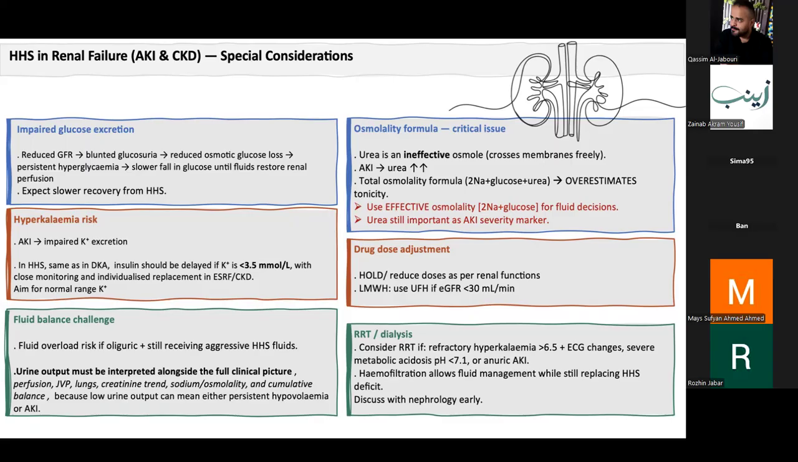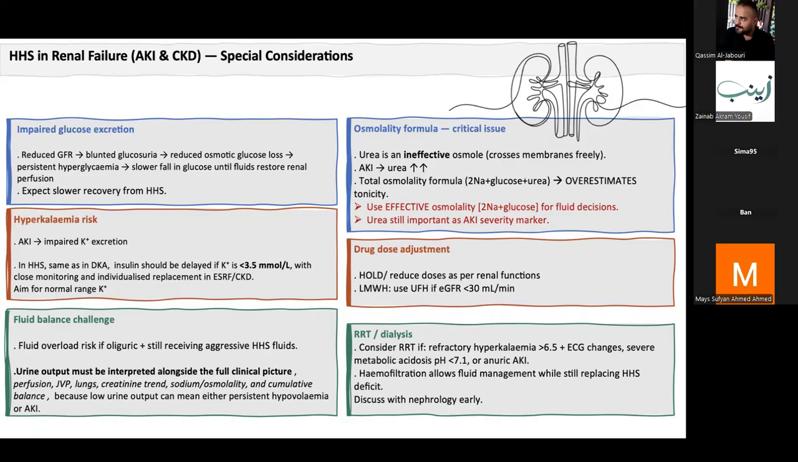All right. Before we move to the next special situation, any question? Thank you so much, dear doctor. Yes, we have Dr. Jafar here. He actually asked, I think most patients with HHS have some level of AKI, especially pre-renal AKI. Does that mean in all of them we must use the effective osmolality formula?